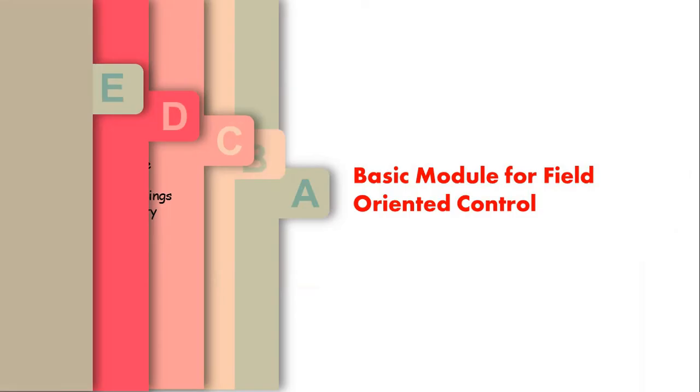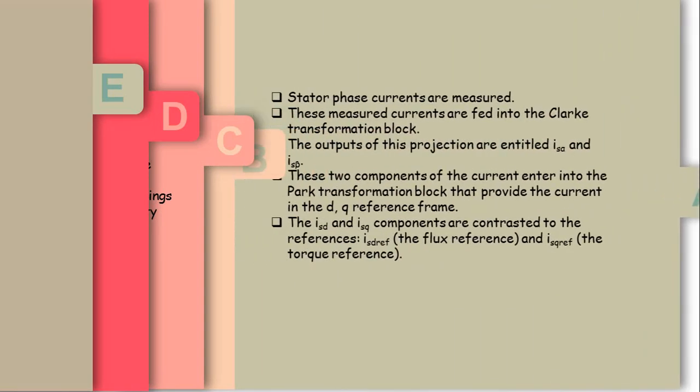Next, I am going to explain the basic module for field oriented control. The stator phase currents are measured. This is the first step. These measured currents are fed into the Clarke transformation block. The outputs of this projection are named Is alpha and Is beta. These two current components enter the Park transformation block, which provides the current in the dq reference frame, which we have seen in the previous slide. The ISD and ISQ components are compared to the references: ISD reference is the flux reference, and ISQ reference is the torque reference.